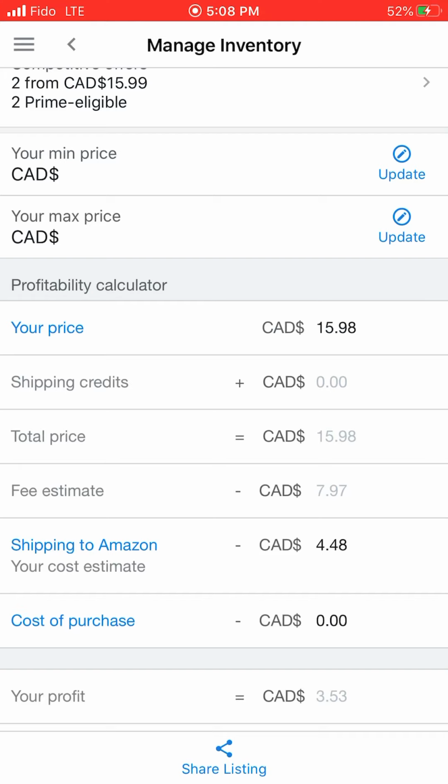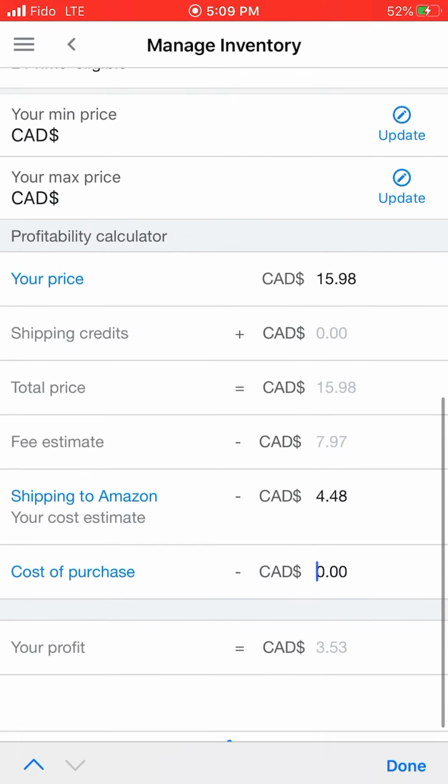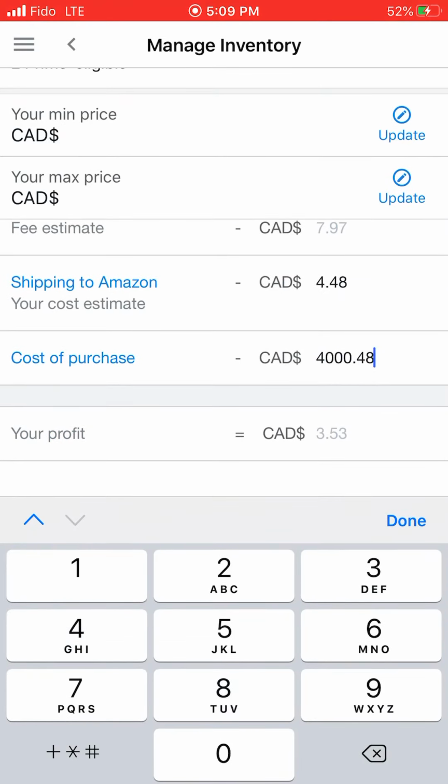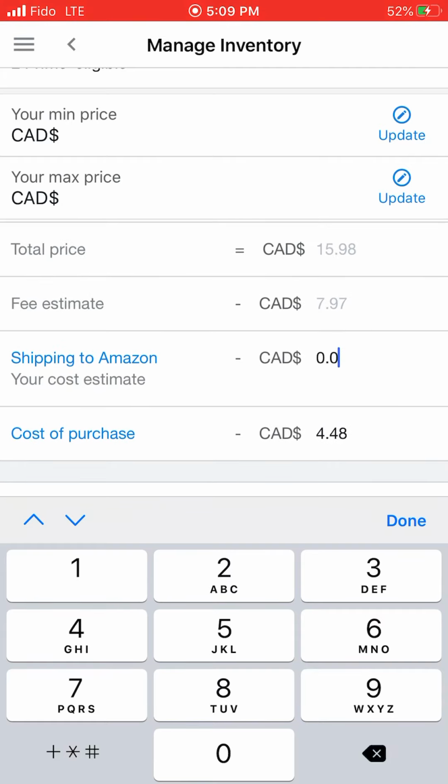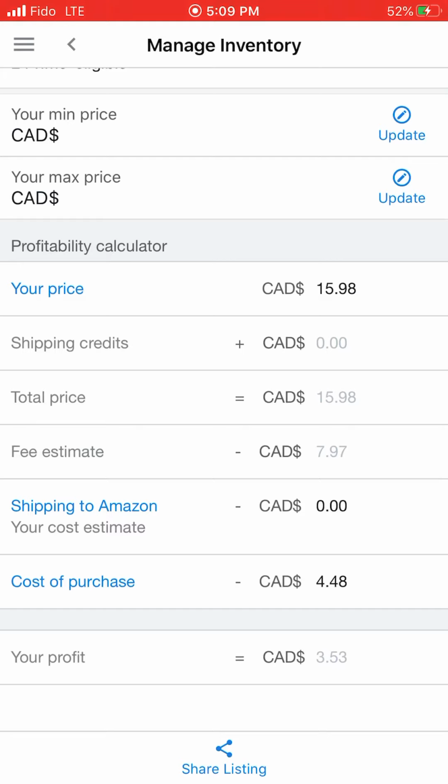Okay, so now we put $4.48. Oh, I put it in the wrong spot. $4.48. And let's go done. So now that leaves me with $3.53 profit. So not quite making exactly what I put in as an investment. I'm not making 100% ROI. I'm making a little bit less than that, maybe about 70% right now, 75% perhaps.